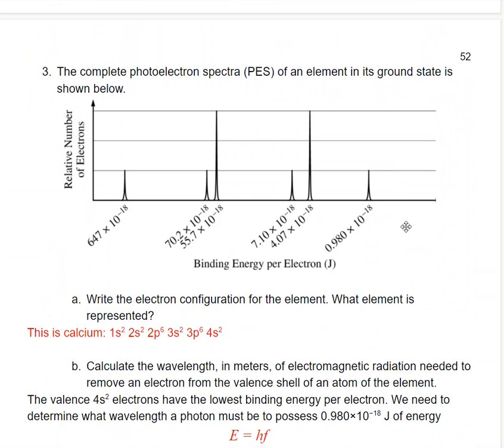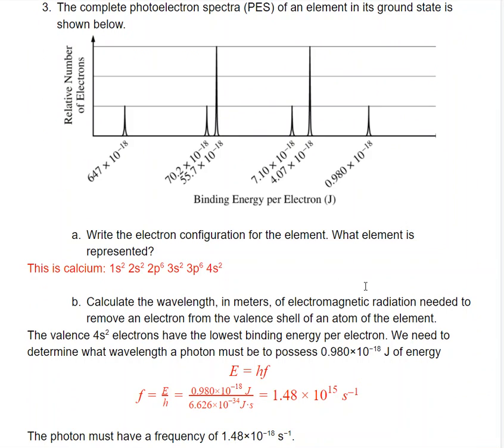Here we have a PES. So remember that in PES, we're looking at the arrangement of electrons in an atom. So it's photoelectron spectroscopy. And the more strongly attracted the electron is to the nucleus, the higher the binding energy is going to be. So we get these specific binding energies that correspond to the energy levels in the electron configuration. In this case, we end up with calcium.